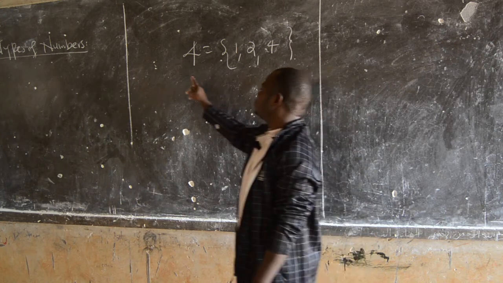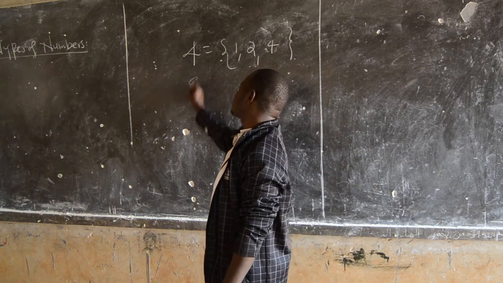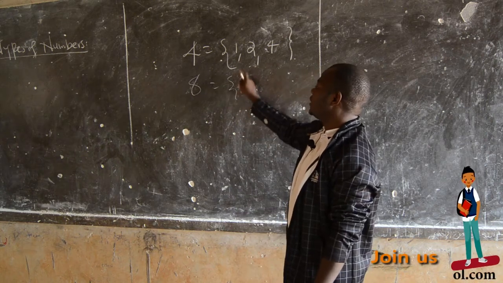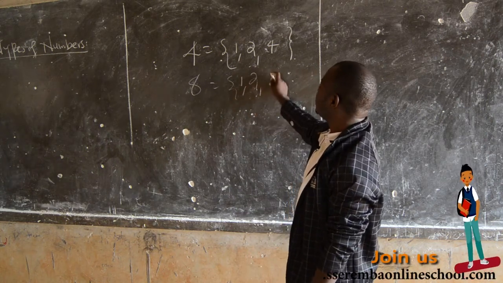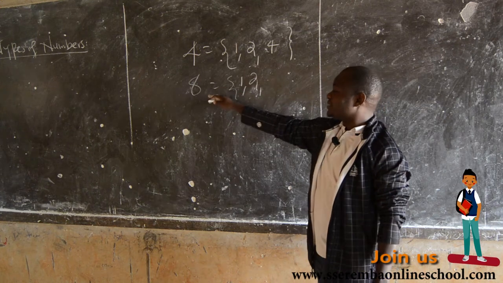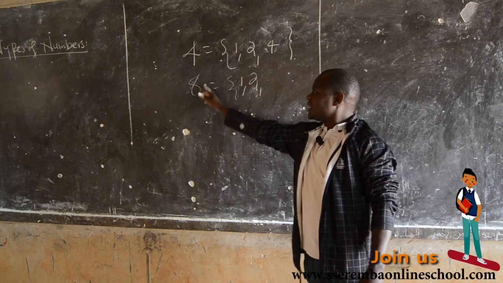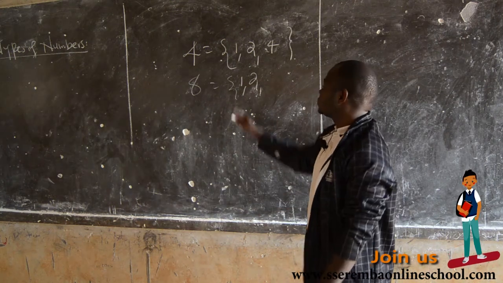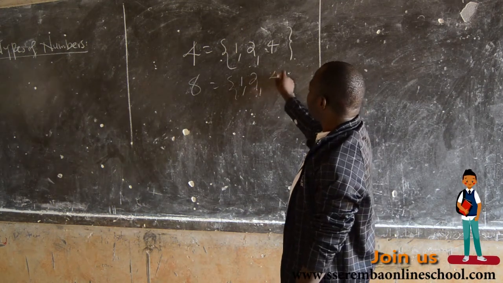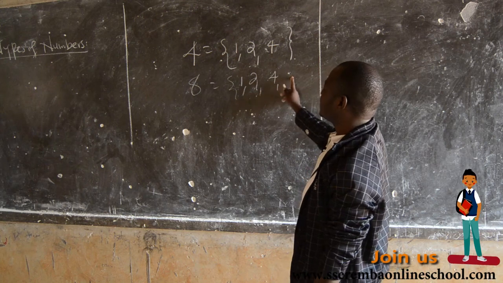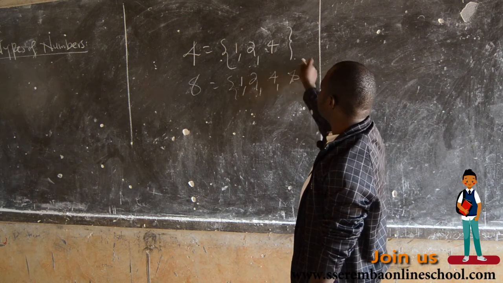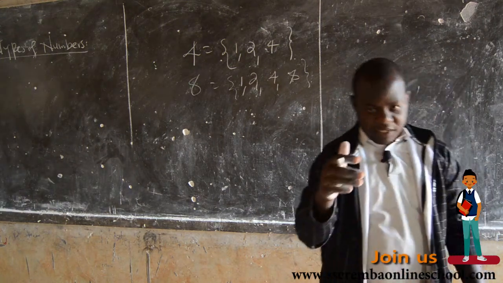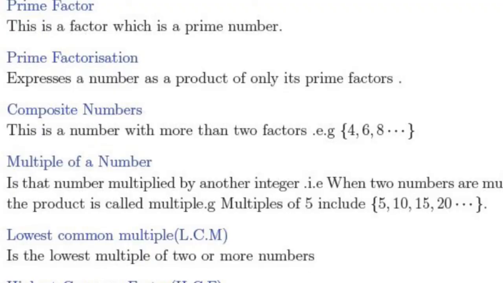When you come to 8, what are the factors of 8? You can try to list them. 1, 2. These are just numbers, factors of 8. When you divide 8 by these numbers, you don't get a remainder. So that is 1, 2, 4, then what next? We have 8. So these are the numbers we are talking about. So we shall go back and look at the screen.